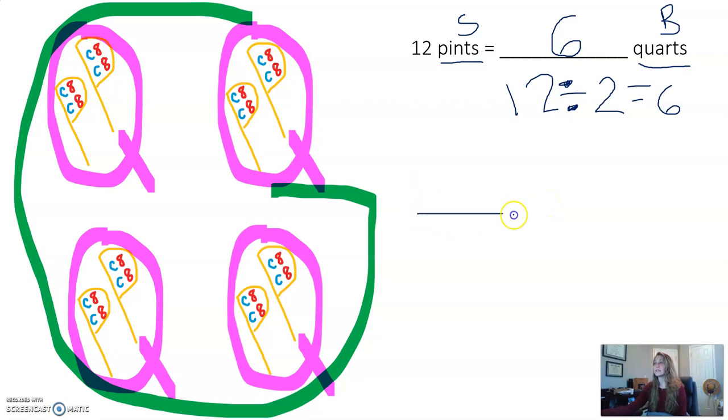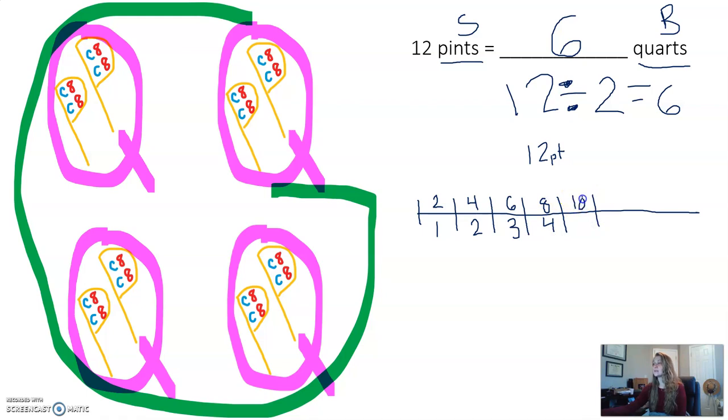And doesn't that make sense? If this is our total amount of 12 pints, and it takes 2 pints to make 1 quart, then here would be 2 pints, so that's 1 quart. And then here's another 2 pints, so that's 2 quarts. And then another 2 pints, 3 quarts. And another 2 pints, 4 quarts. And another 2 pints, 5 quarts. And another 2 pints, 6 quarts.